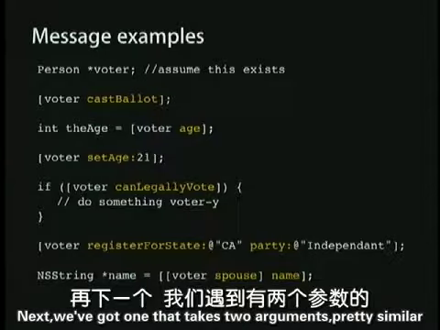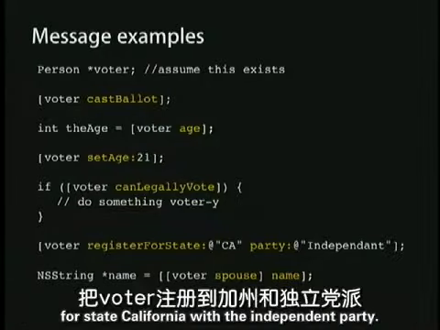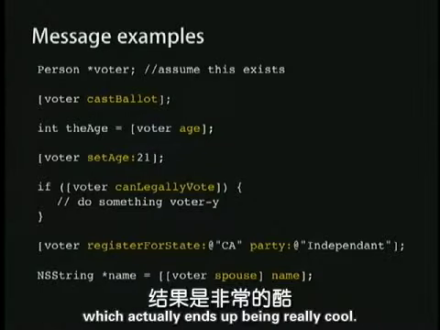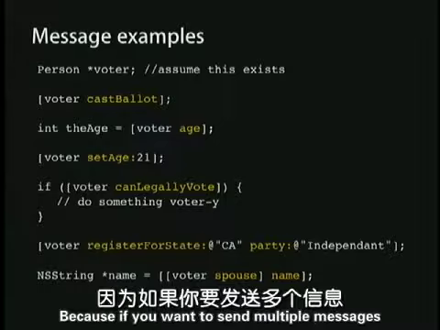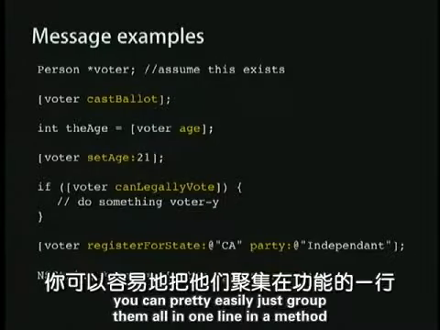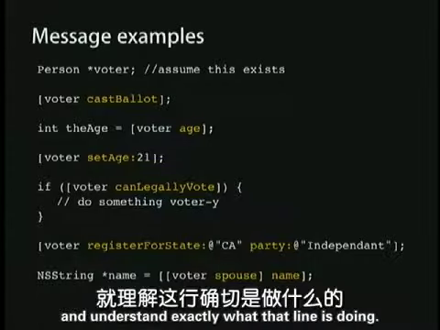Next, we've got one that takes two arguments, pretty similar to what we just saw on the last slide there. Going to register for state California with the independent party. And finally, you can actually nest these things as well, which ends up being really cool, because if you want to send multiple messages to basically a stream of objects, you can pretty easily just group them all on one line in a way that really seems pretty natural, and you can just sort of read right across and understand exactly what that line is doing.